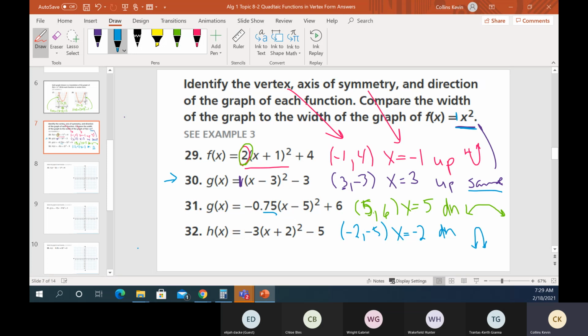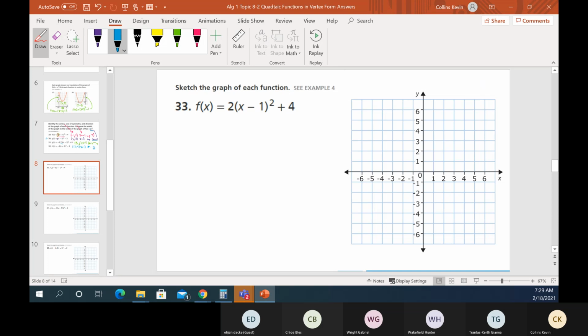All right, so let's check out another one. Oh, no, we have to graph. All right, so let's talk about how we would graph this thing. So let's kind of do the same thing we were doing. What's our vertex going to be in this case? So it's going to be 1, and then what's the other part?